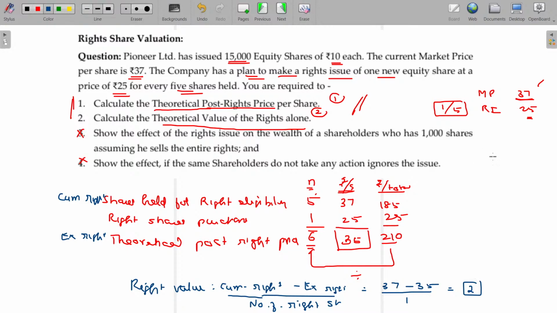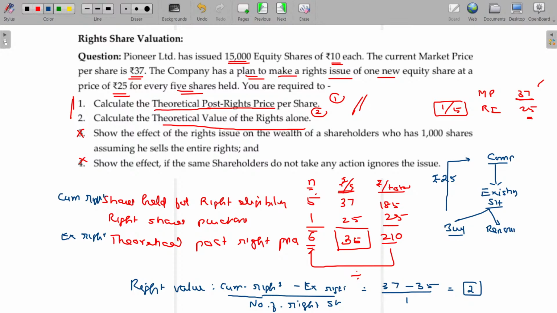If the company announces the rights share to the existing shareholders, what will they do? They can buy. Buy means the shareholder gives 25 rupees and gets the share. Buy the share, or renounce.